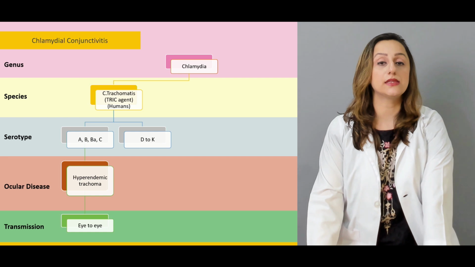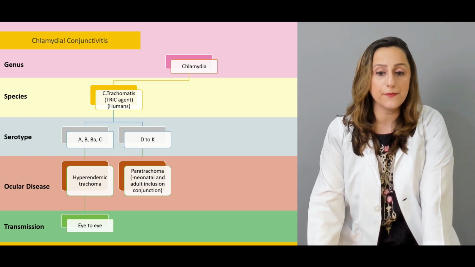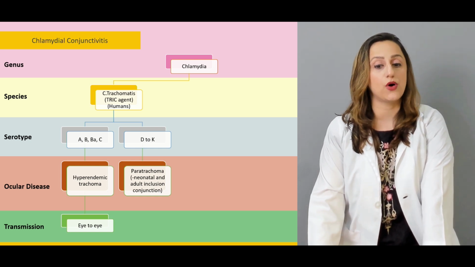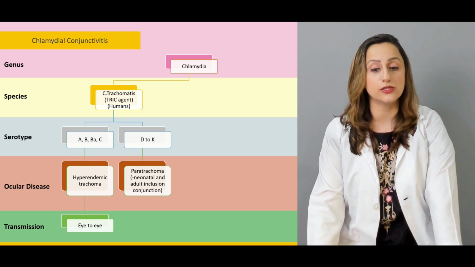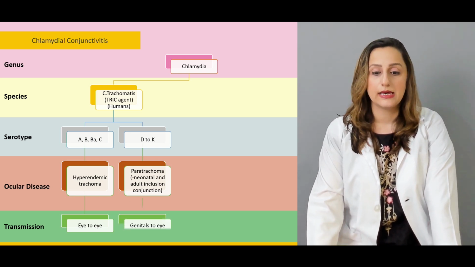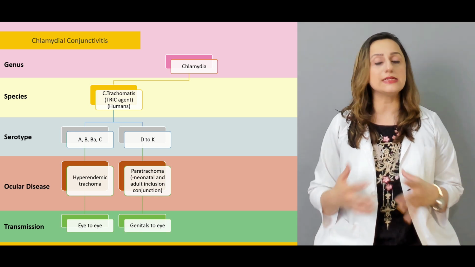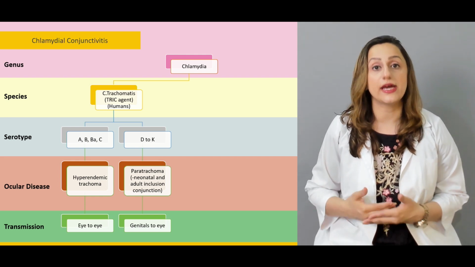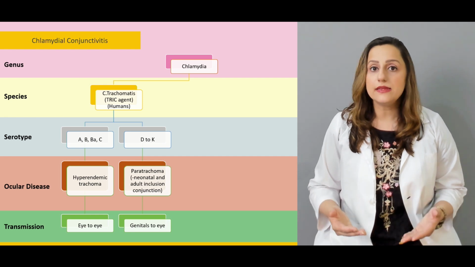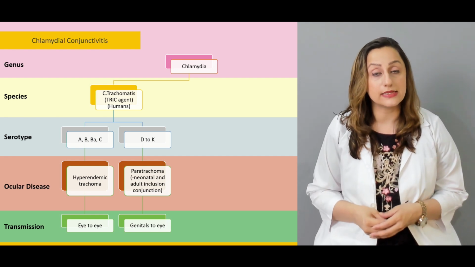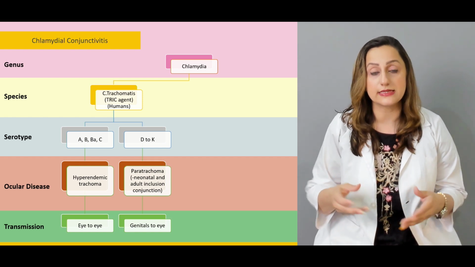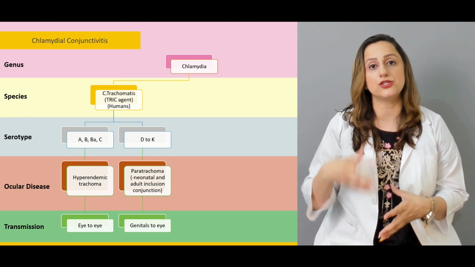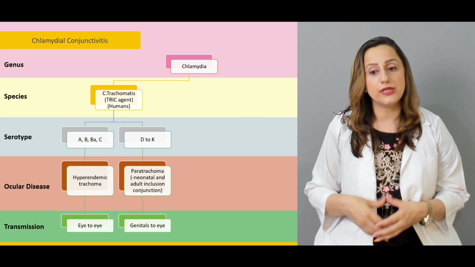Over here we have other strains, ranging from D to K. Paratrachoma is the name of the ocular disease that these strains cause. We have the neonatal and the adult inclusion conjunctivitis over here. The transmission is not from the infected eye to the normal eye. It is from the affected genitals. It can be urethritis in males and cervicitis in females that affects the normal eyes of individuals. So the infectious material travels from the genitals to the normal eyes.